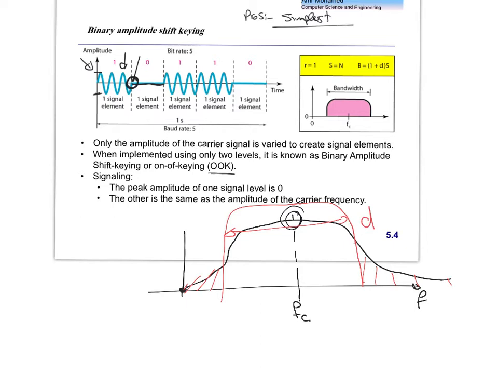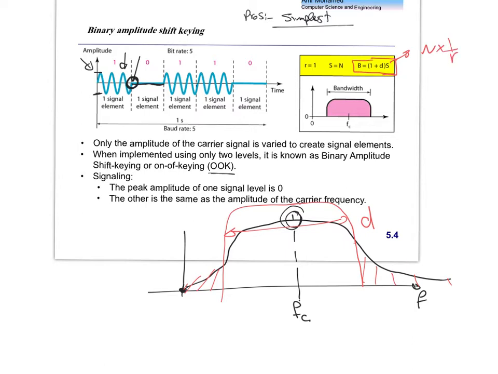Is that clear? So D here is called the filtering effect. The filtering effect is the efficiency of the filter at the sender side that we can use in order to send the carrier signal or the composite signal. So that's why the bandwidth equation is 1 plus D times S, and here S is actually N times 1 over R.